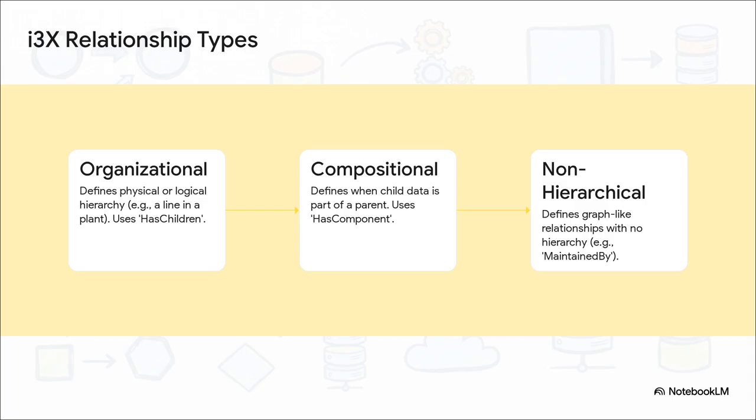Then, and this is the key one, you have compositional, or has component. This isn't just grouping. This is when the children are literally part of the parent. Think of a pump. It's composed of a motor and a sensor. And for this to work, the parent pump has to have that is composition flag set to true. Finally, you have non-hierarchical. These are custom graph-like connections for everything else, like linking a pump to the technician who maintains it with a maintained-by relationship. No hierarchy there at all.